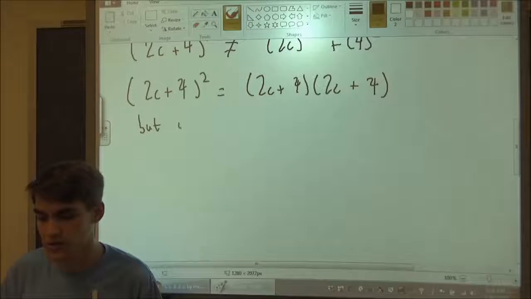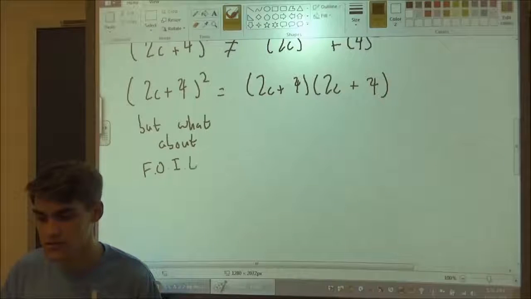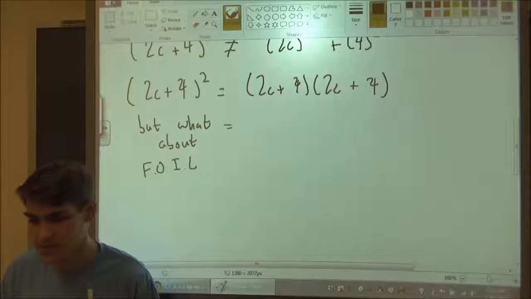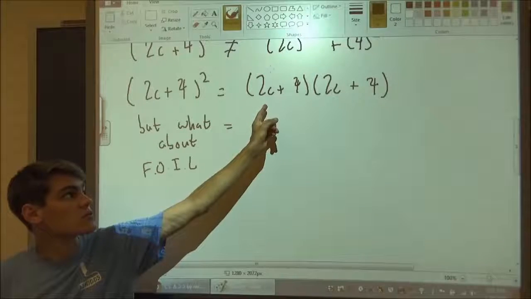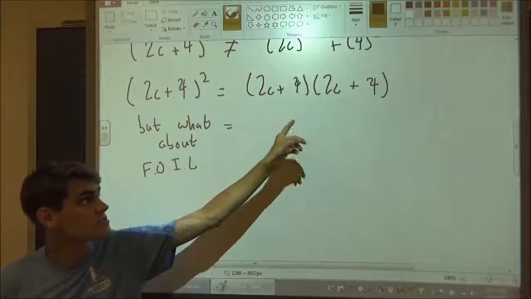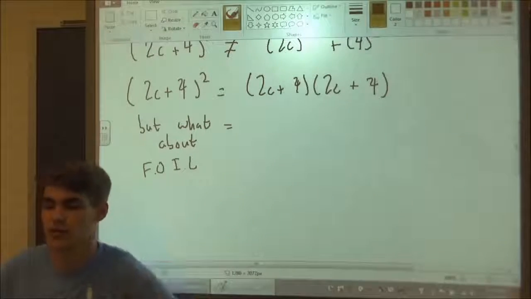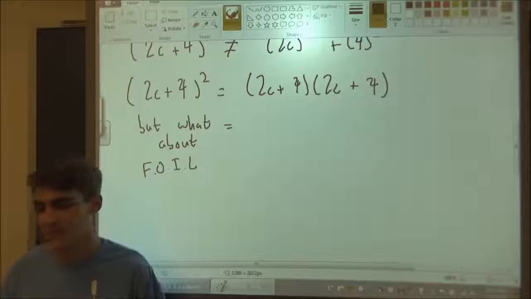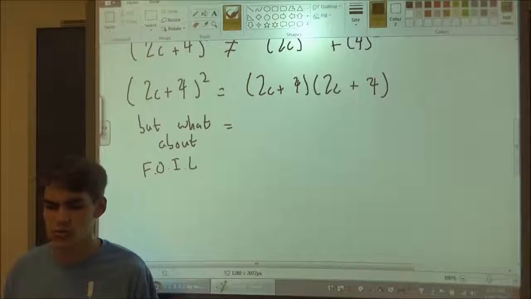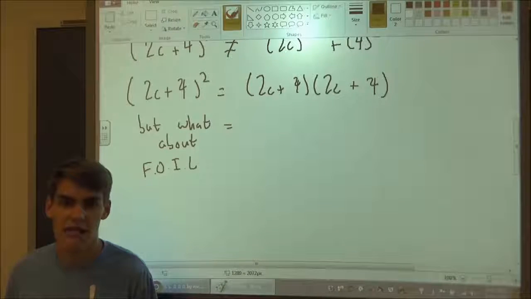A lot of you guys immediately want to use the foiling method. And foiling is first, outside, inside, last, where you take the first and multiply those, and then you add to that the last, 2c times 4, and then you keep following the acronym. What I'm going to do is show you where that comes from, so you don't have to remember the acronym, you can just understand the math of what's going on.